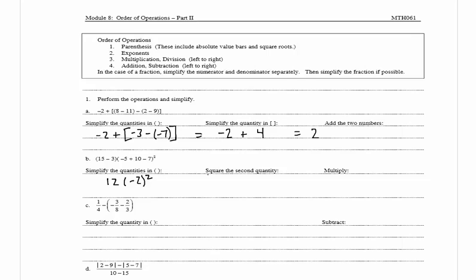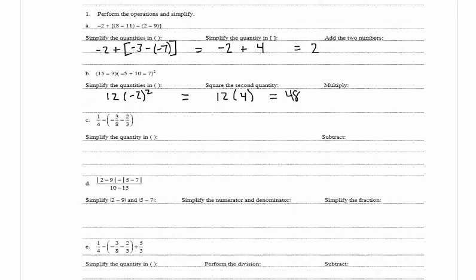negative 2 is squared. And now we want to square the second quantity, so we're going to have 12 times negative 2 squared, which is equal to 4. And now 12 times 4 is equal to 48.